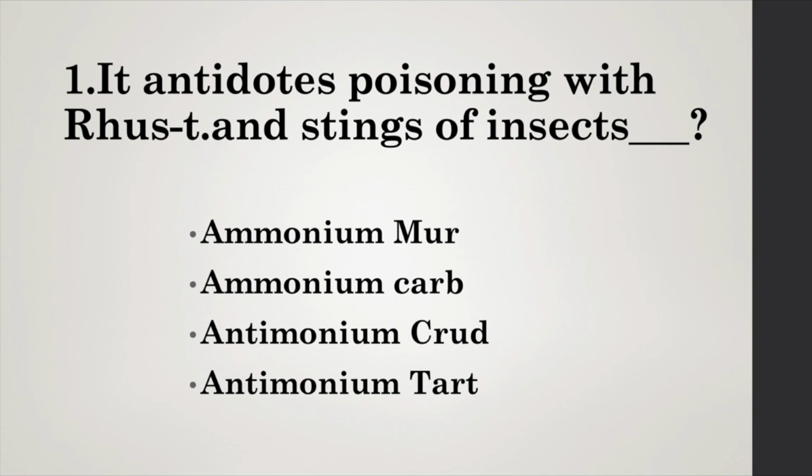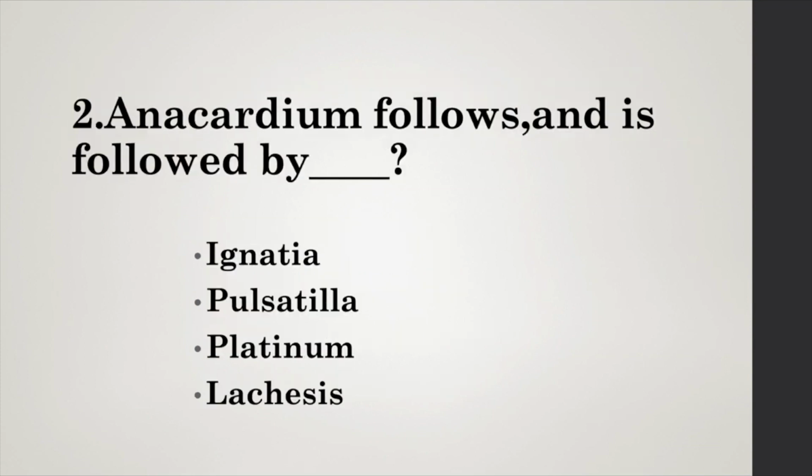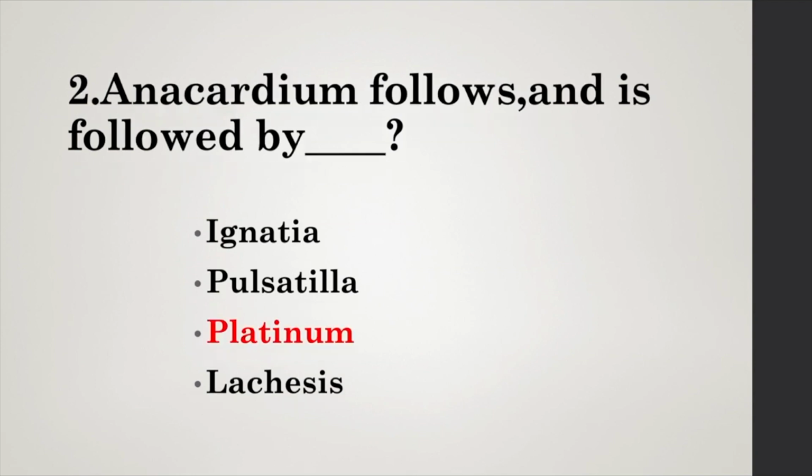First question. It antidotes poisoning with rhus tox and stings of insects. Options ammonium mur, ammonium carb, antimonium crudum, antimonium tartaricum. Answer ammonium carb. Anacardium follows and is followed by options ignatia, pulsatilla, platinum, lachesis. Answer platinum.